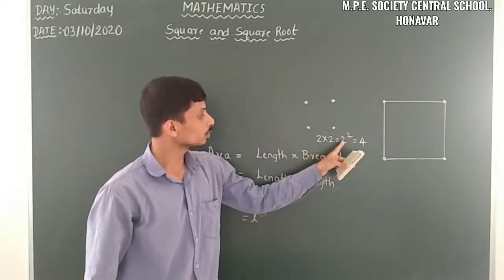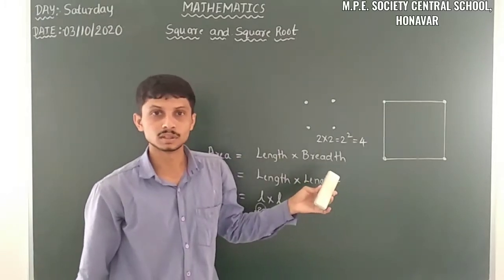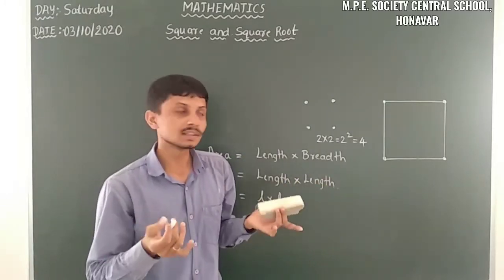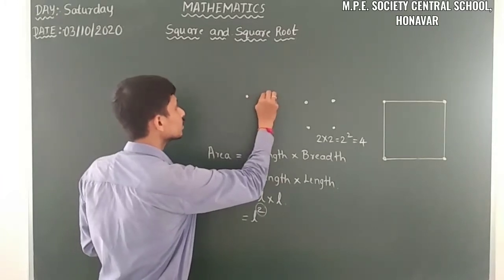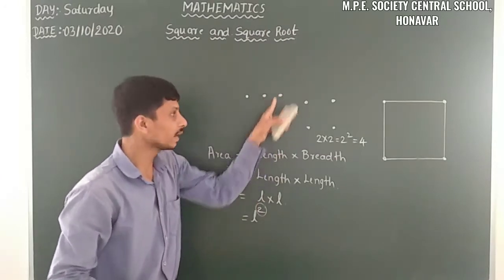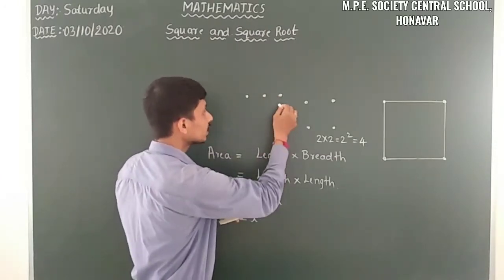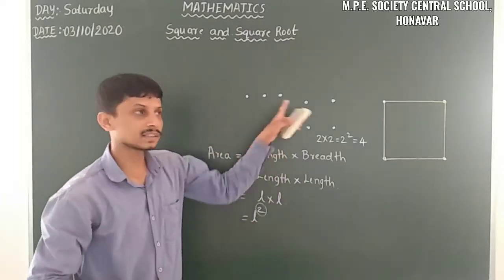2 into 2 is equal to 2 square is equal to 4 here. Then let us take 3. So how can we write that one? We have to insert 3 in a row and take 3 in a column. Here 3 is in a row and 3 is in a column.